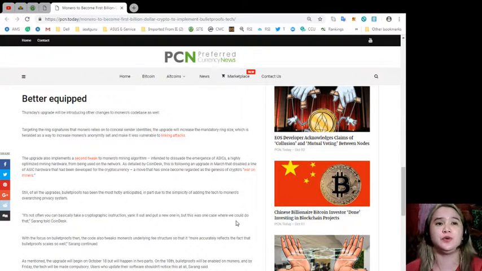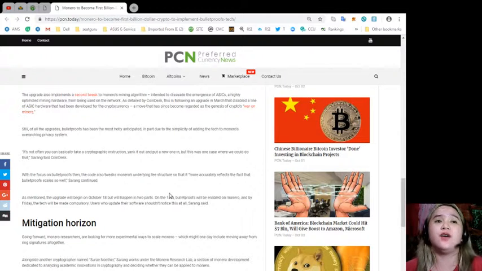The upgrade also implements a second tweak to Monero's mining algorithm intended to dissuade the emergence of ASICs, highly optimized mining hardware, from being used on the network. As detailed by CoinDesk, this follows an upgrade in March that disabled a line of ASIC hardware that had been developed for the cryptocurrency, a move that has since become regarded as the genesis of crypto's war on miners.